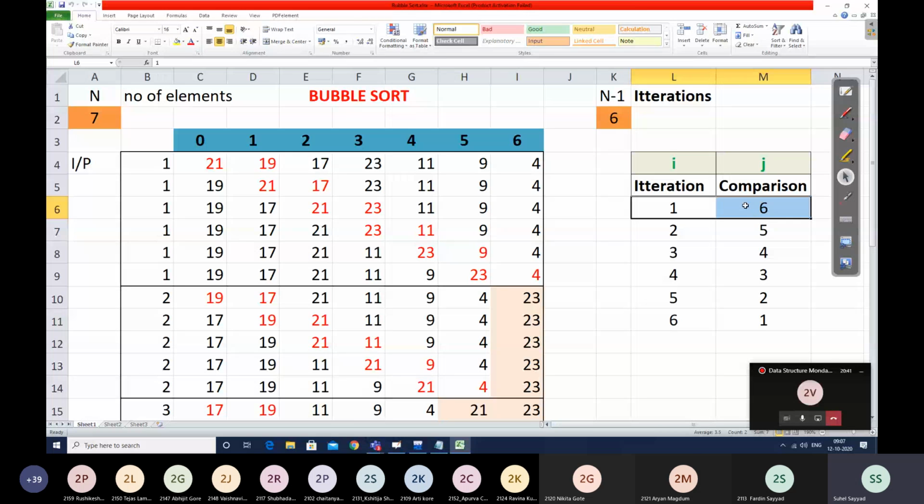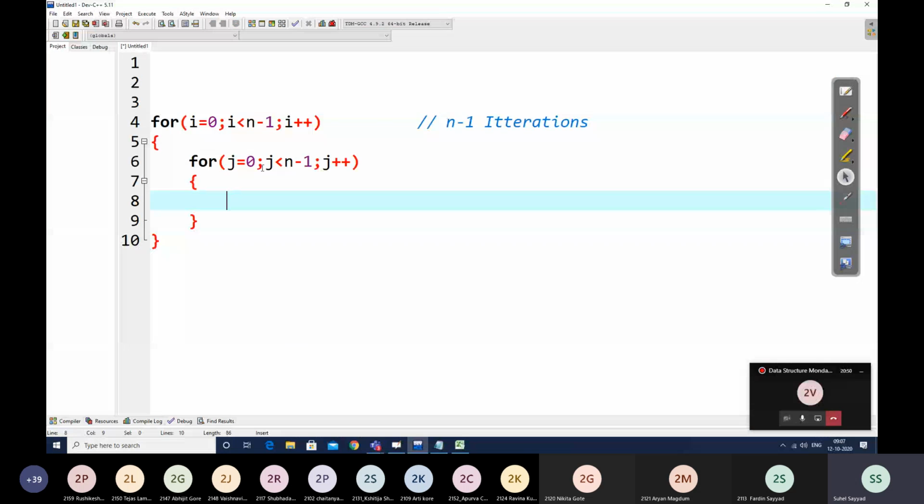J is equal to 0, j less than n minus 1, j plus plus. So what is n for us? N is 7. So what is 7 minus 1? It is 6. So j less than 6, and the maximum possible value for j is 5. So the possible values for j are 0, 1, 2, 3, 4, 5, a total of 6 values.